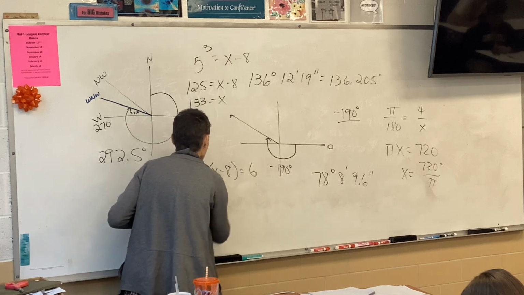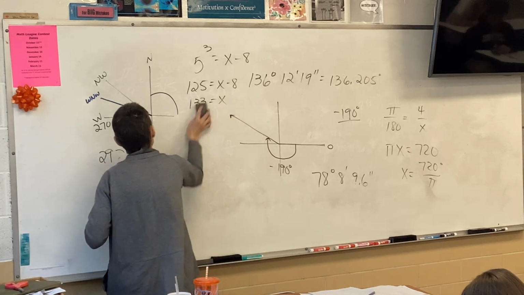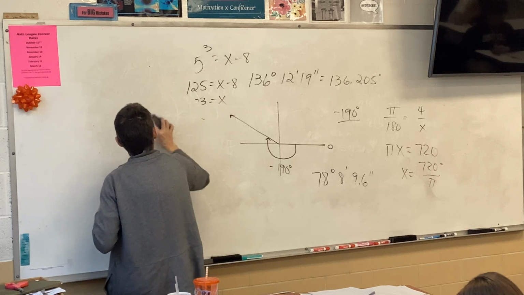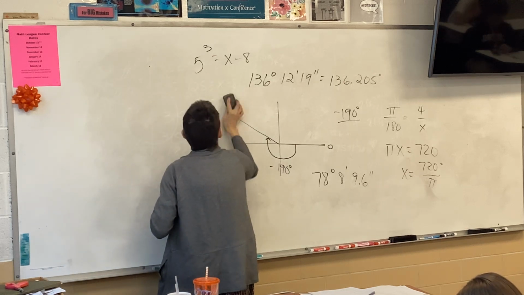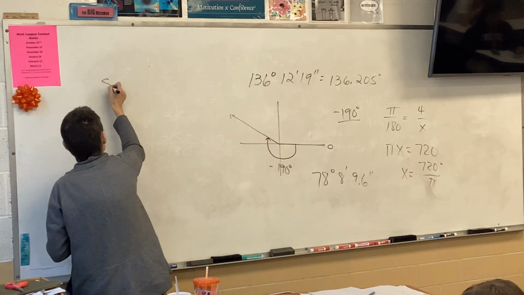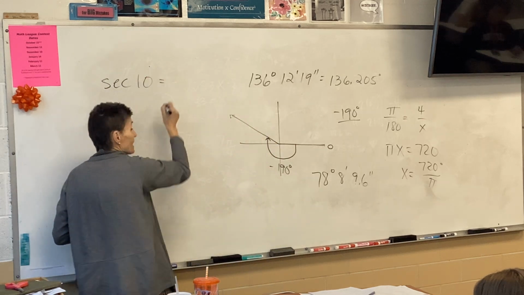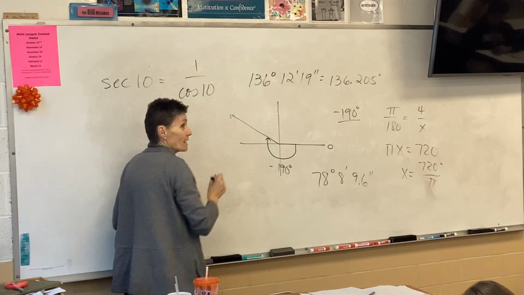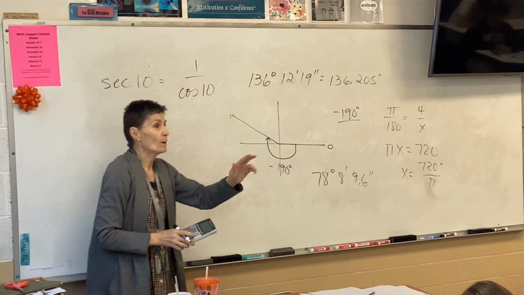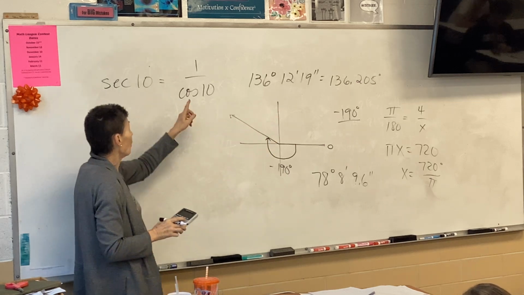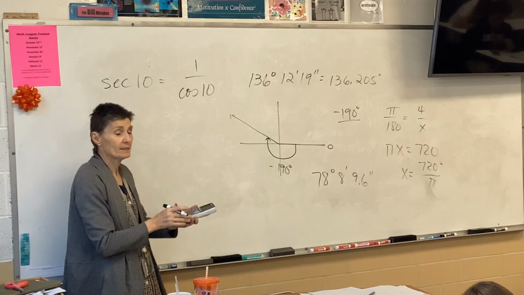We want the secant of 10. You do not have a secant button. It's 1 over cosine. So we cannot type secant 10. We have to type 1 over cosine 10. There is no other way to do it, don't even ask me. Can I press this button? No, you can't. It's 1 over cosine 10.